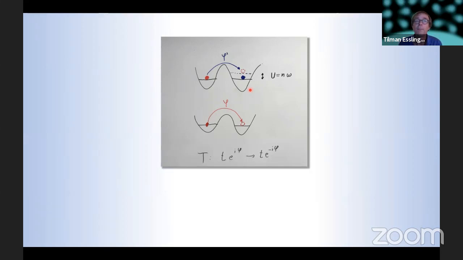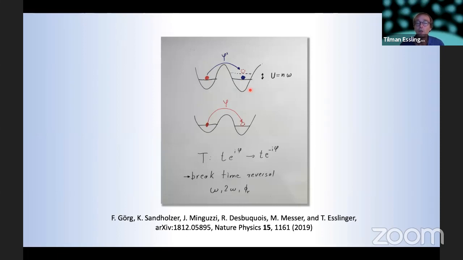Yet the problem is you have to break time reversal symmetry here. If you don't break time reversal symmetry, then you can gauge away your phase. And a key idea here now is to use two frequencies, a frequency omega and a frequency 2 omega, to imprint a phase and to be able to change this phase. And in a driving field, and I will come to that in more detail, you have a relative phase, and thereby you can now construct a tunneling matrix element where you can also construct the phase that you want to have in this tunneling process.